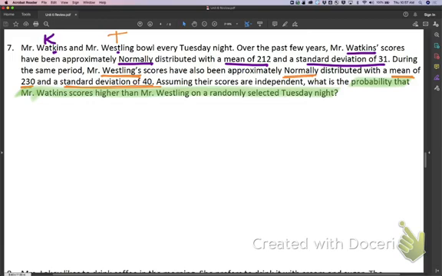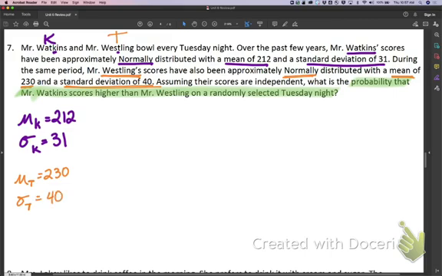Okay, so the mean for Mr. Watkins is 212, and the standard deviation for Mr. Watkins is 31. The mean for Mr. Wessling is 230, and the standard deviation for Mr. Wessling is 40. The question that has been presented to us is to find the probability that Mr. Watkins scores higher than Mr. Wessling. That's what we have to do here.